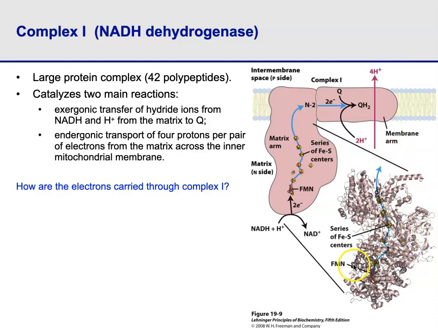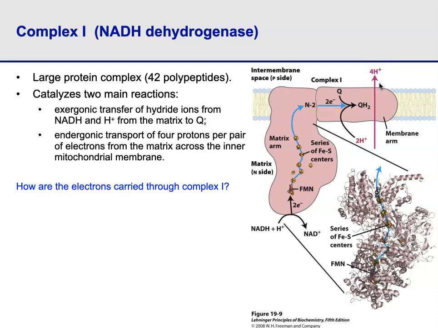Alright, now how are these electrons actually transferred, or how do they get from NADH to Q? So from NADH the electrons are passed on to FMN, and from FMN to a series of iron sulfur proteins, to N2 iron sulfur protein, and then from there to Q, to ubiquinone. And in this process, though it is not exactly clear how this happens, 4 protons will be transported across the inner mitochondrial membrane. The four protons will be transported simultaneously.